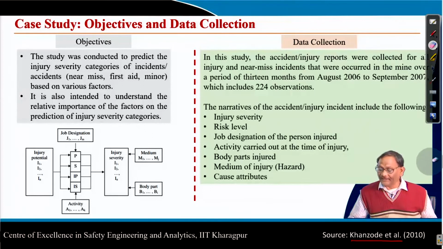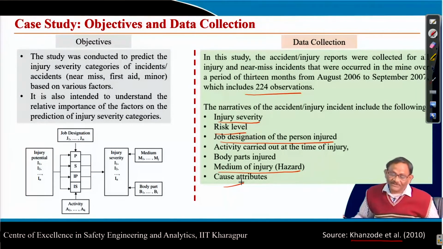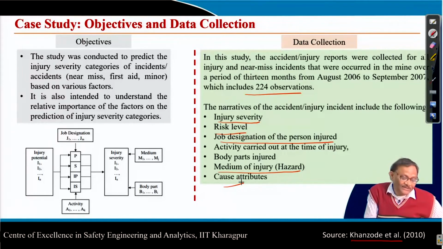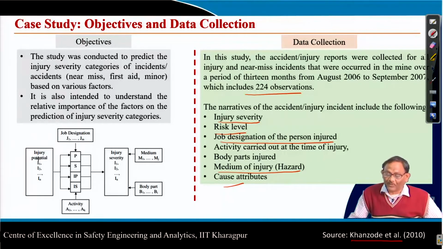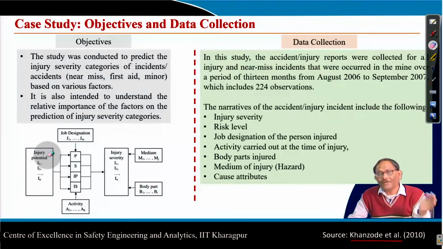And I told you already the data captured and the number of observations. Now the variables are severity, risk level, job designation, medium of injury hazard, and cause attributes. The risk level is basically the injury potential, the potential one is the risk level. We have denoted it this way, this is the only difference we made in this variable explanation, because the potential one means that was the risk. When it was actually realized the risk may be low, so that is also possible.